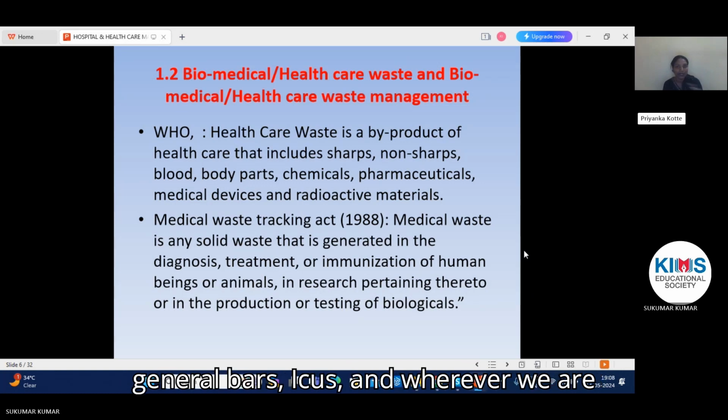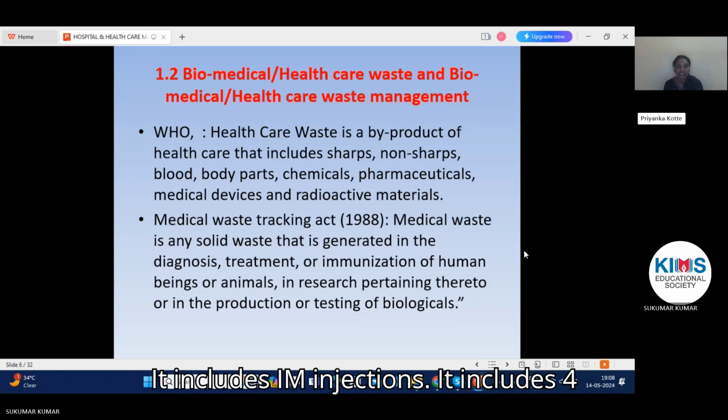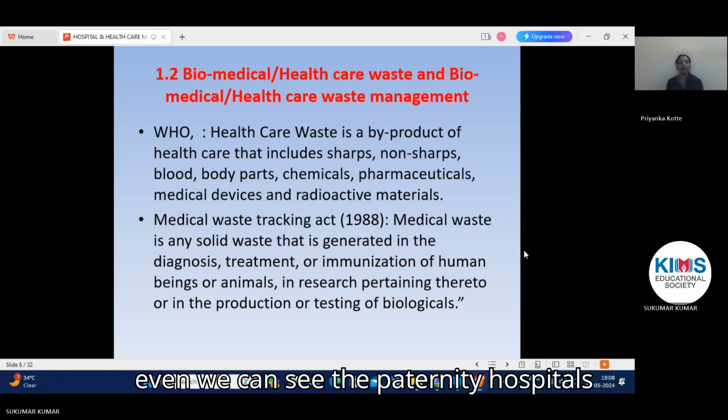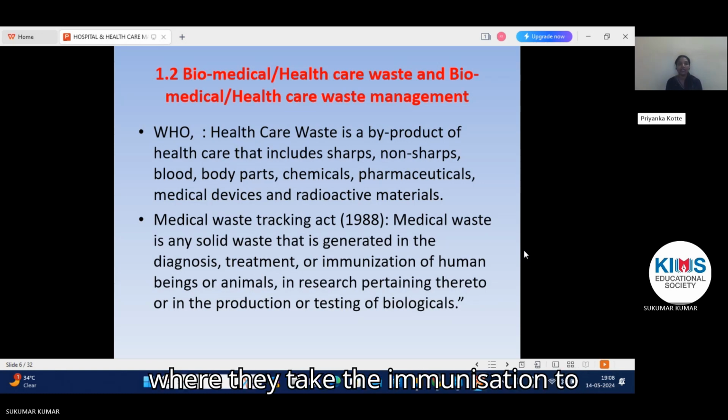Treatment. Treatment includes general wards, ICUs, and wherever we are giving a direct treatment to the patient. It includes IM injections, IV injections, TPN, that is total parenteral nutrition. We use the syringes, we use the IV catheters, and different types of treatments require different things. Immunization is similar. Not only human beings, we can also see the veterinary hospitals where they give immunization to animals, and the clinical research and medical research centers.